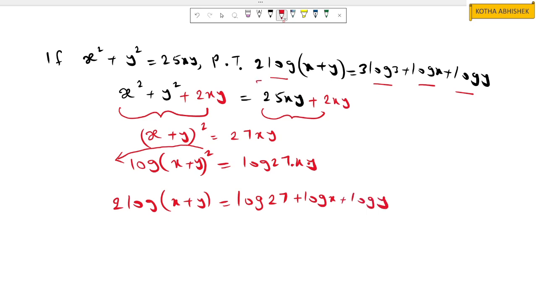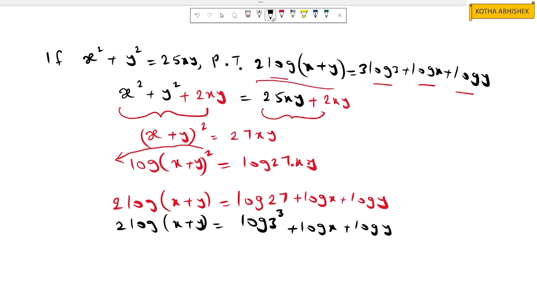In the proof, the left side is also 2 log of x plus y only. So in whatever answer we got now, I am keeping the left side as it is, that is 2 log of x plus y, which equals log 27. Prime factorization is 3 into 3 into 3, that is nothing but 3 power 3, plus log x plus log y. Now, in the main number, if a power is there in logarithm it will come to the front, so it will be 3 log 3 plus log x plus log y.